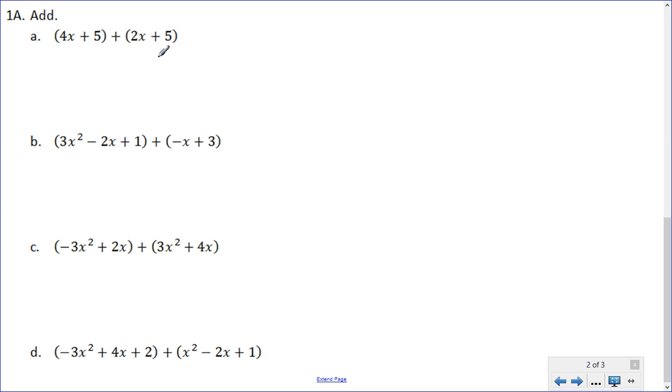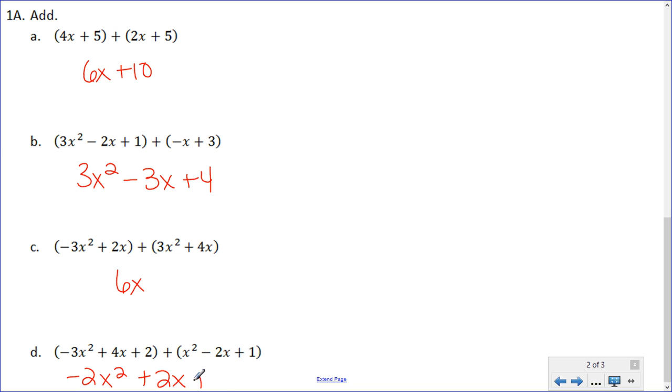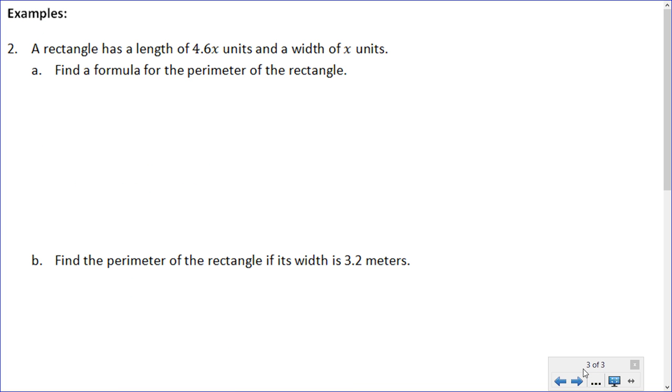Okay, for the first one, for A, you should get 6x plus 10. For B, 3x squared minus 3x plus 4. For C, just 6x. And for D, negative 2x squared plus 2x plus 3. Okay, last page.